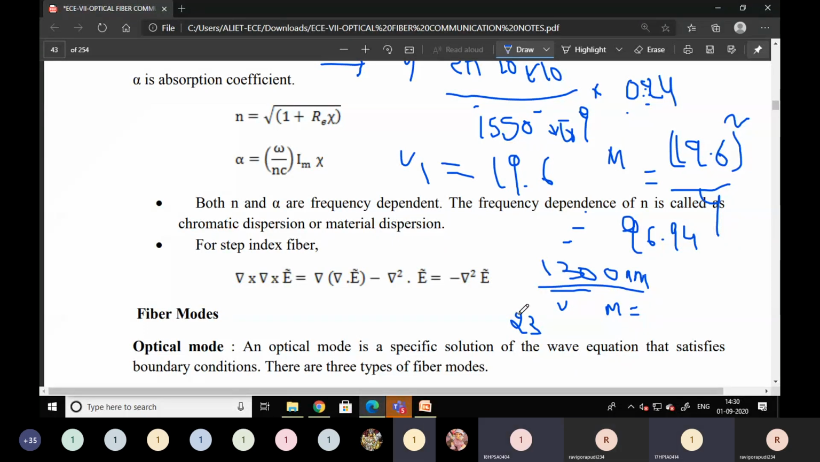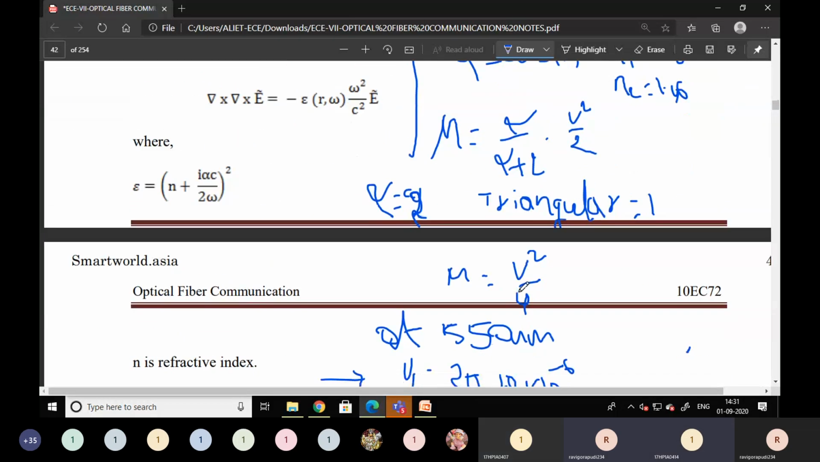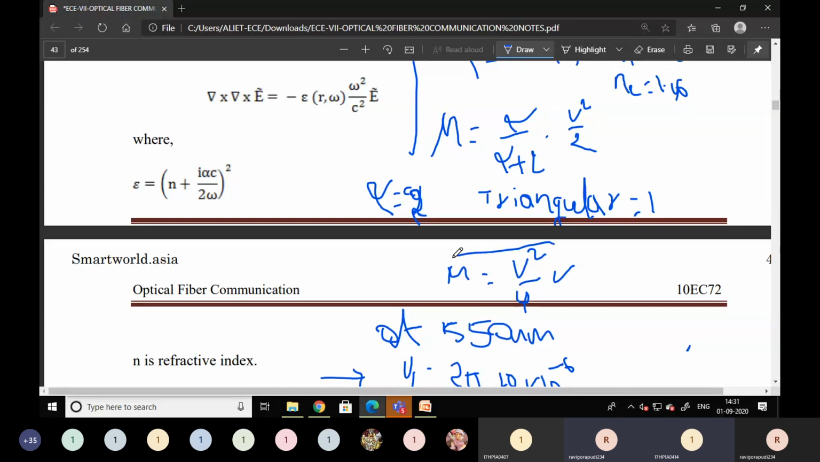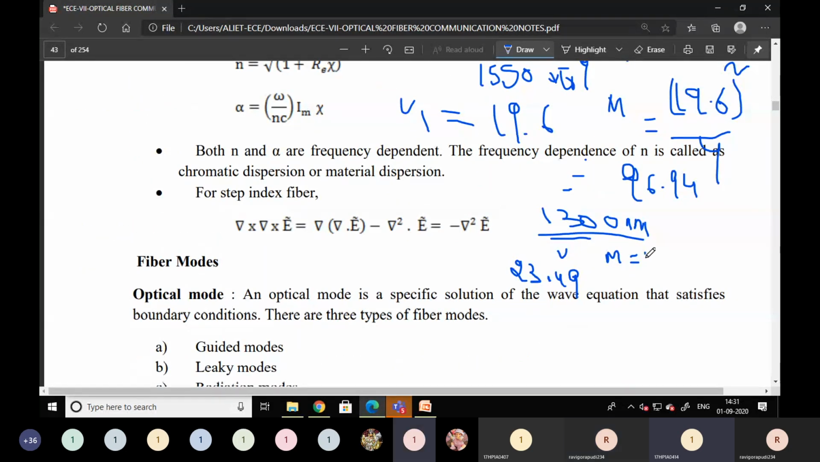Sir, for parabolic, V becomes V square by 2, no, sir? Again, same formula. This is a graded index fiber. Profile is a parabolic profile. So when you substitute parabolic profile, alpha is equal to 2, we are getting V square by 4. For all values of the parabolic profile, M is V square by 4. Again, M is equal to 137.93. So you'll get 137.